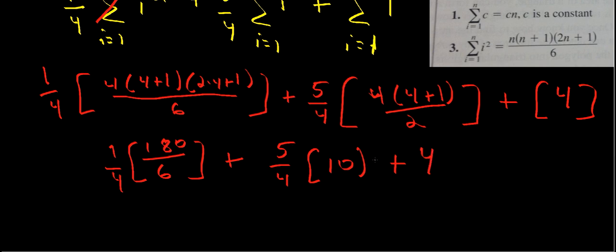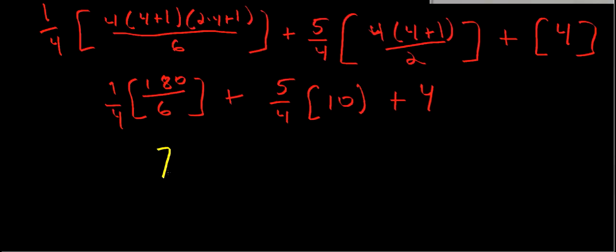And I'm just going to plug this in on my calculator. 1/4 times 180 divided by 6. Well, this is 7.5, plus 5 divided by 4 times 10. We got 12.5, plus 4. Well, what's 12.5 plus 7.5? That's 20, plus 4 is 24.